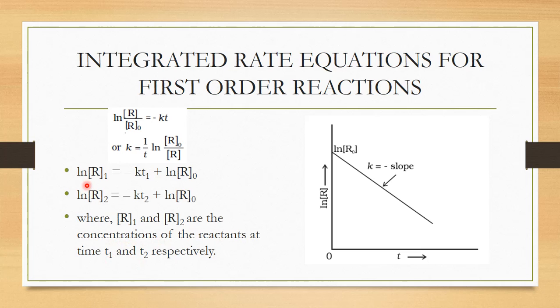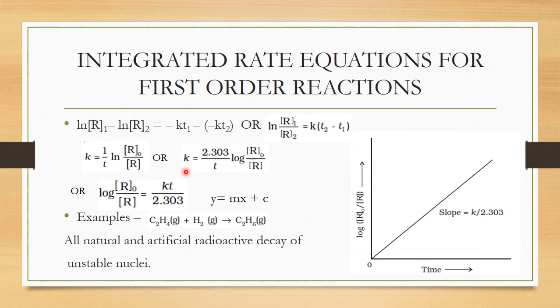Now we will subtract this equation from this. Let us see. Natural log of [R]1 minus natural log of [R]2 will be equal to minus kt1 minus, minus kt2, or you may simply write natural log of [R]1 upon [R]2 will be equal to k into t2 minus t1. This formula you will be requiring while you are trying to solve the numericals.